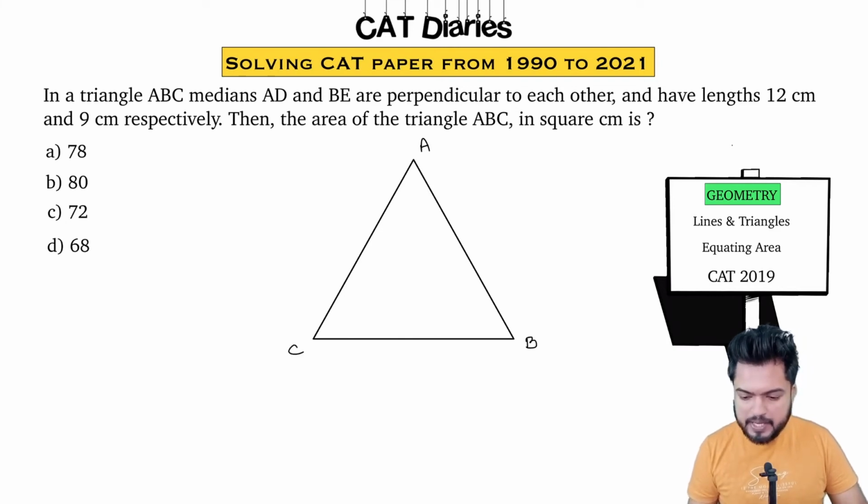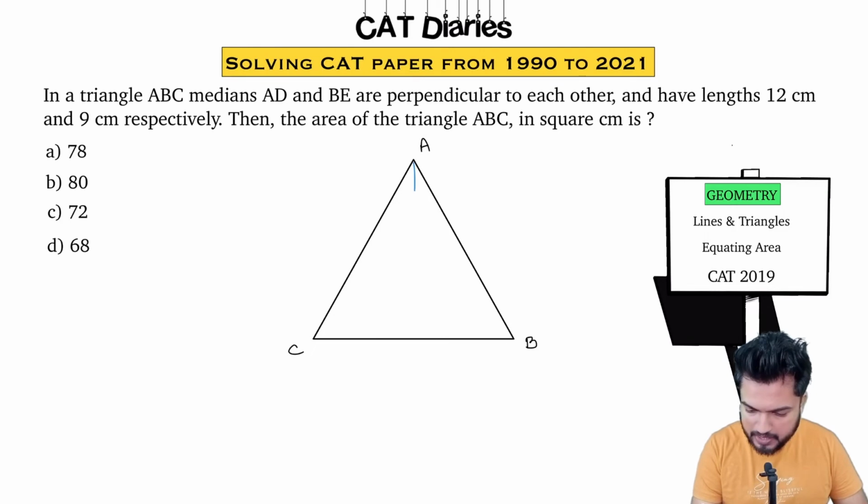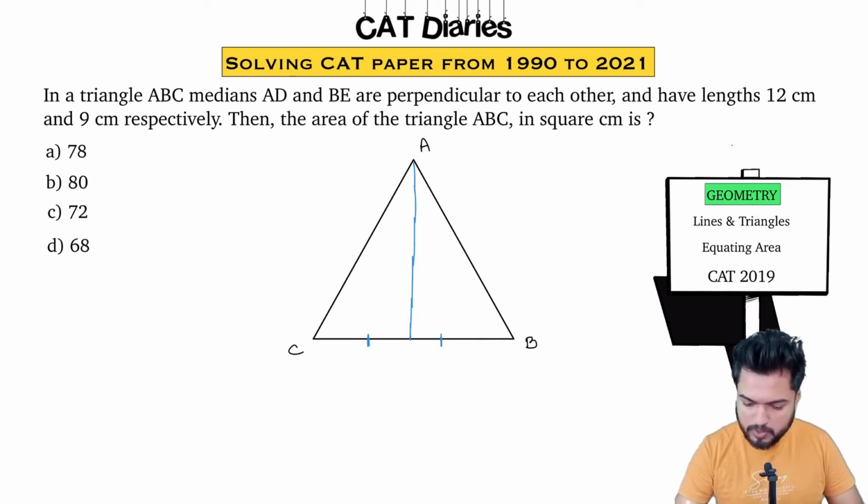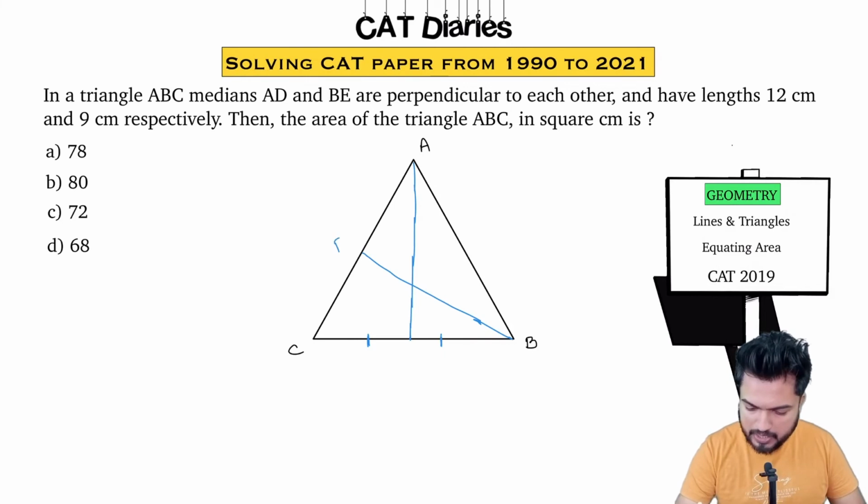AD and BE are perpendicular to each other and they both are medians. Okay, so let's make a median. This is your AD median, which is dividing this into two equal parts, and then this is your BE, which is again a median, which means it is dividing the opposite side into two equal parts.